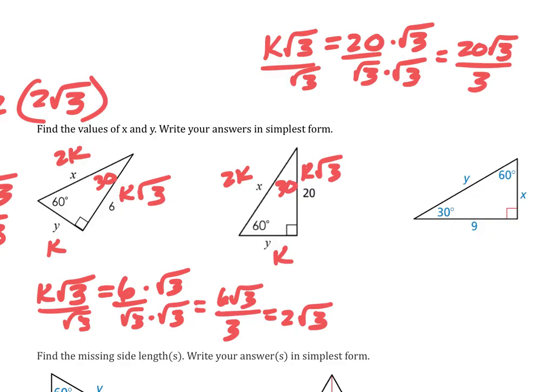Very similar to what we just did here, right? Can I reduce 20 over 3? No. Okay? So then you might think, well, what can I do? And you actually can't do anything. Okay? You cannot simplify this. You can't simplify the 3's. So this right here is my k value, which is y. So y equals 20 radical 3 over 3.